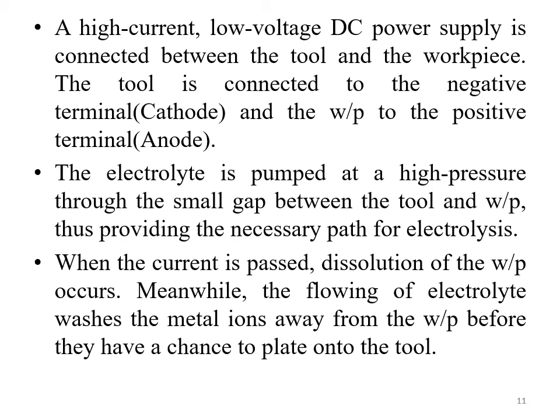A high current, low voltage DC power supply is connected between the tool and the workpiece. So it is a high current density, low voltage supply. Obviously when we say high current densities, the current need to be very high. Around 8000 amps, we can say very high current is being utilized here. Next is about the voltage. When the current is high, obviously the voltage is lower. They are obviously connected parameters.